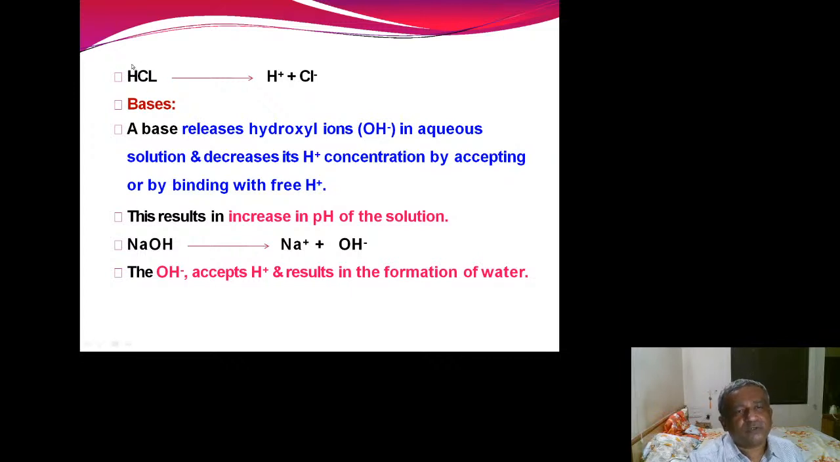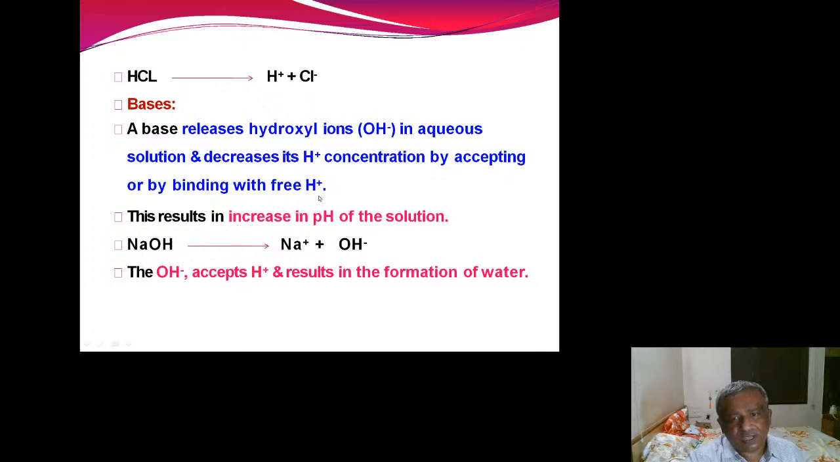Suppose we take the example of HCl. HCl gets dissociated into H plus and Cl minus, so you get the H plus ion. A base releases the hydroxyl ion; in the acid there is a hydrogen ion. The base releases the hydroxyl or OH minus in aqueous solution and decreases the H plus concentration by binding with the free H plus. Whatever free H plus is there, the OH combines with it and forms water. H plus and OH minus give H2O.